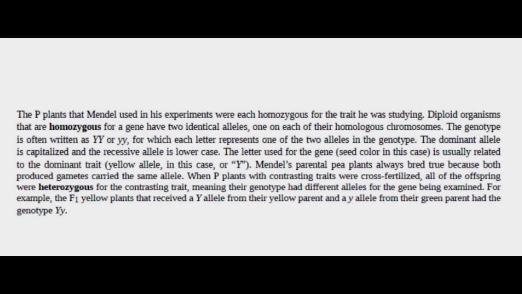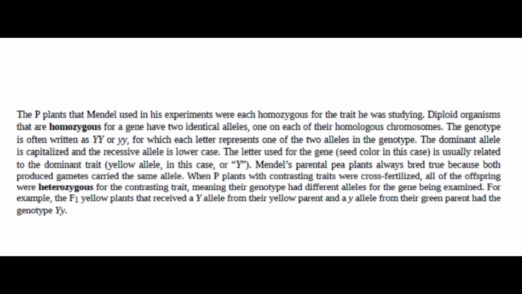The pea plants that Mendel used in his experiments were each homozygous for the trait he was studying. Diploid organisms that are homozygous for a gene have 2 identical alleles, one on each of their homologous chromosomes. The genotype is often written as YY uppercase or yy lowercase, for which each letter represents one of the 2 alleles in the genotype. The dominant allele is capitalized and the recessive allele is lowercase.